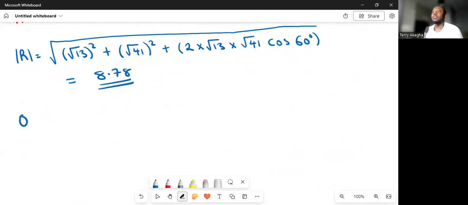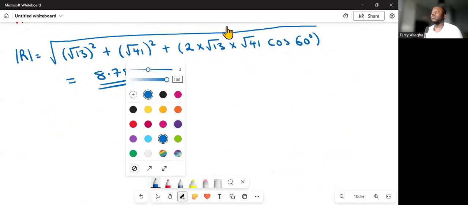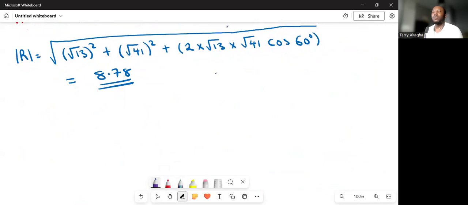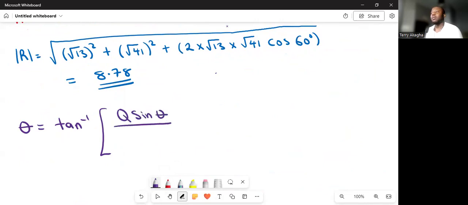I told you that theta is equal to the tan inverse. Let me use another color for this. Let's use purple. Okay. So I told you before that theta is equal to the tan inverse of Q sine theta divided by P plus Q cos theta. Okay? And we're going to apply that.